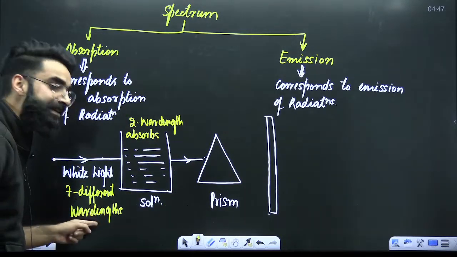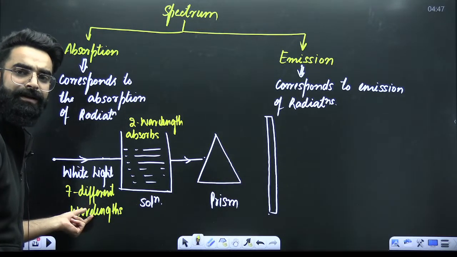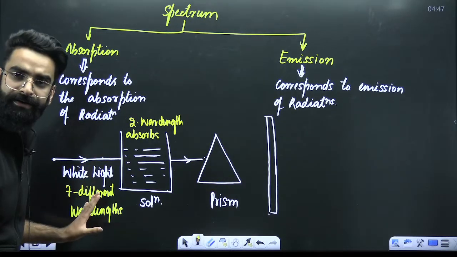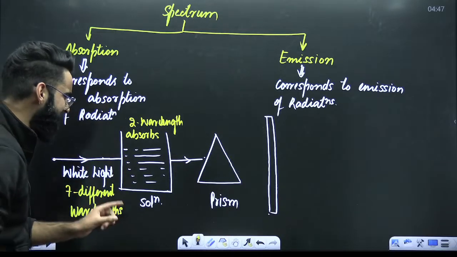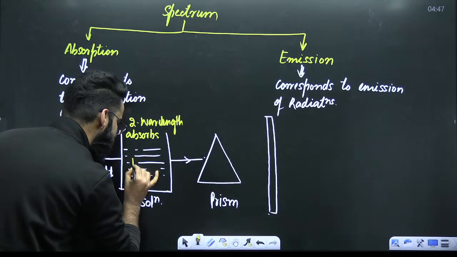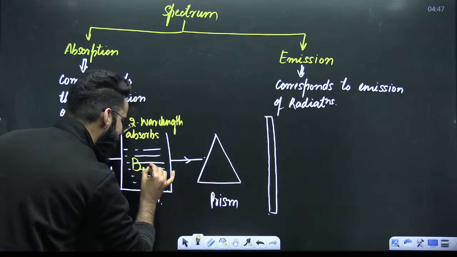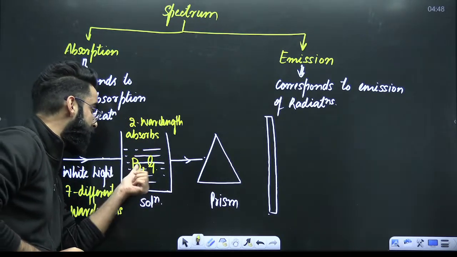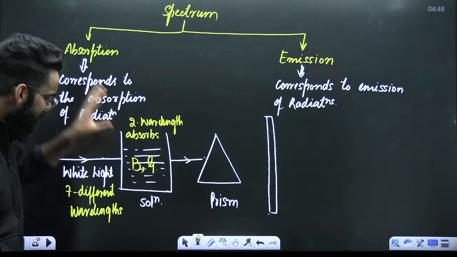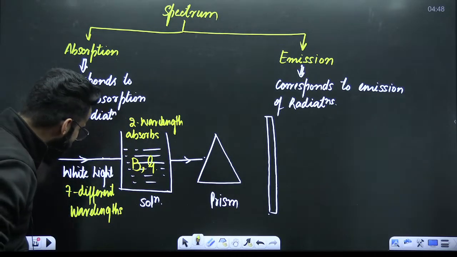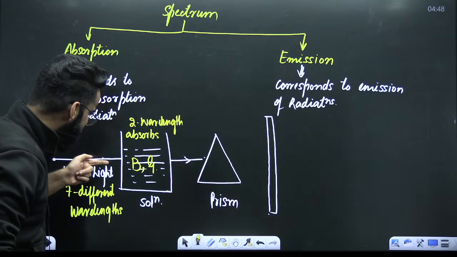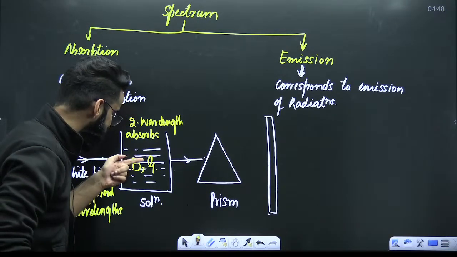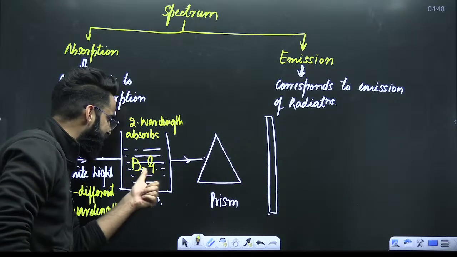So first of all, how many wavelengths did we have in the beginning? 7, right? V, I, B, G, Y, O, R. For example, I'm assuming this particular solution is absorbing your blue radiation and green radiation. Perfect. Now imagine there were 7 different wavelengths in the white light, and the white light passes through the solution, which absorbs 2 of the wavelengths.